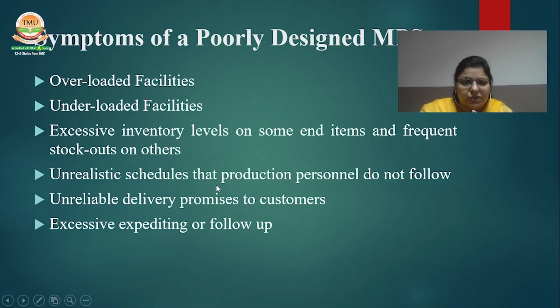Next is an unrealistic schedule that production personnel do not follow. There are some unrealistic schedules that your production personnel cannot follow. Next is unreliable delivery promises. Your delivery is not on time, or you do not deliver the product as it is needed. That is called a failure of the master production schedule. Next is excessive expediting or follow-up. If your expediting and follow-up is too much, then you can say that this is a poor master production schedule.